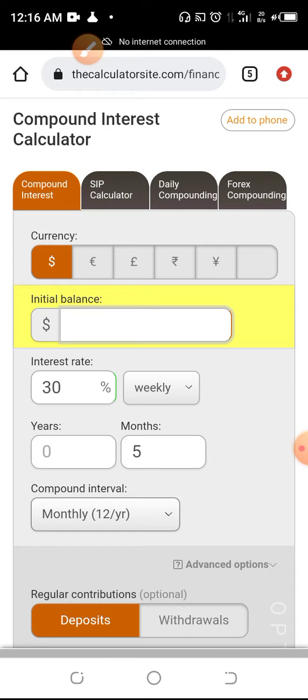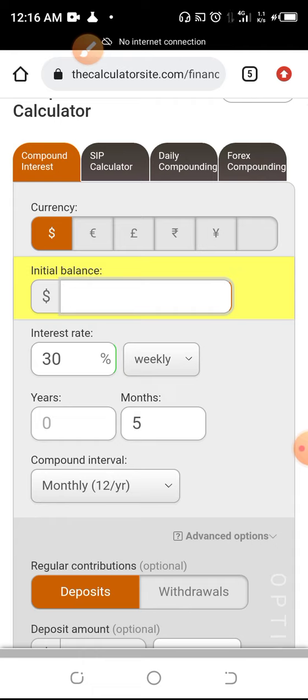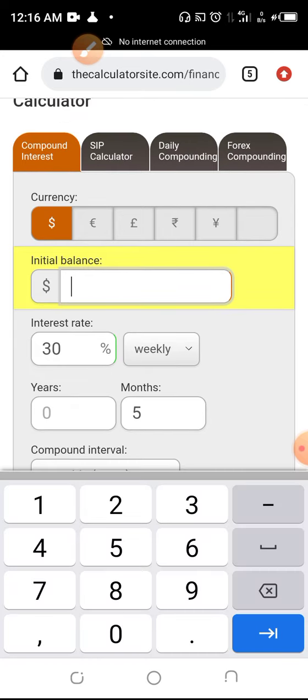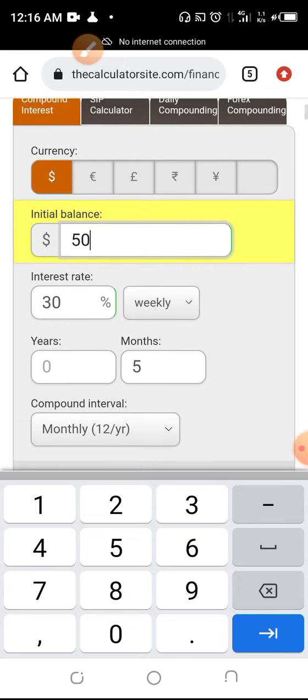So it's a little bit very risky, but if you really want to grow the account, then you have to put in more risk. All right, so if you know you are capable of risking $20, risking $50 in the market, then this strategy is for you. So what we are going to be doing is this. First of all, let's say, for example, we have a $50 account, okay? Let me just show you how we're going to compound it with a 30% interest rate per week.